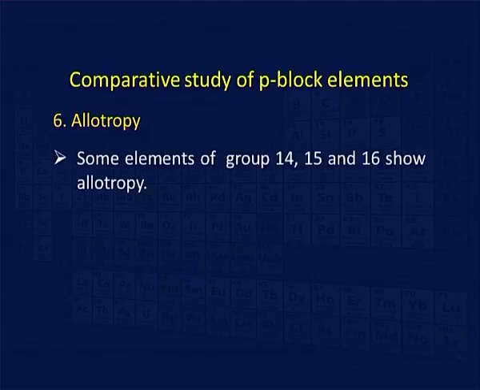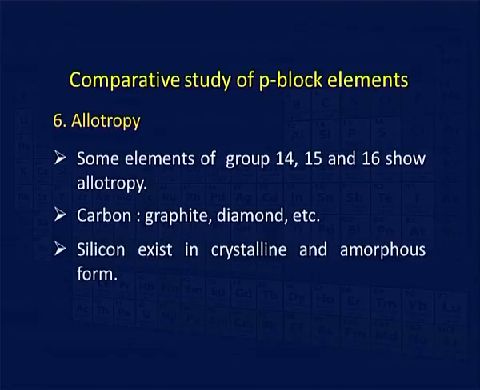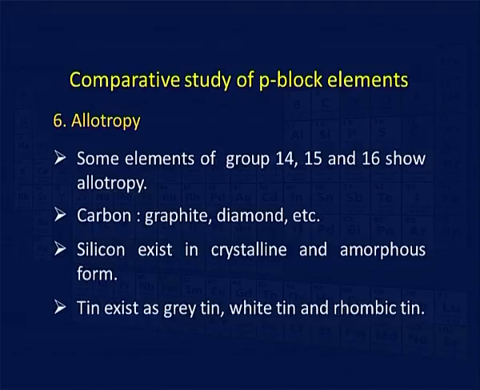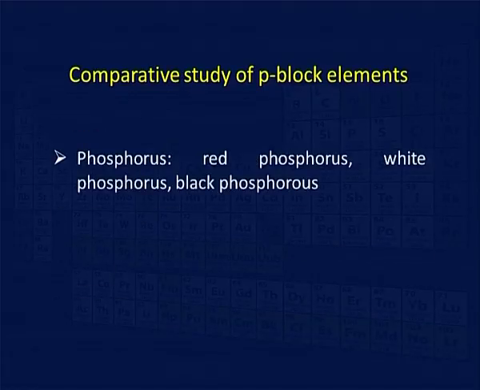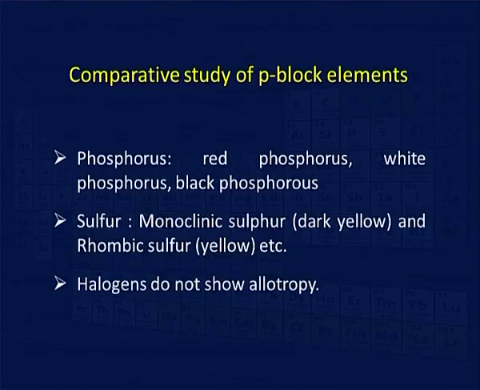Let us discuss allotropy. Some of the elements of groups 14, 15 and 16 show allotropy. Carbon exists from lamp-black and coal to graphite, diamond and fullerene; these are all the allotropes of carbon. Silicon exists in crystalline and amorphous forms. Tin exists as grey tin, white tin and rhombic tin. Phosphorus exists as red, white and black phosphorus. Sulfur exists as monoclinic sulfur, which is dark yellow in color, and rhombic sulfur, which is yellow. These are the dominating allotropes of sulfur, but the halogens do not show such allotropic property.